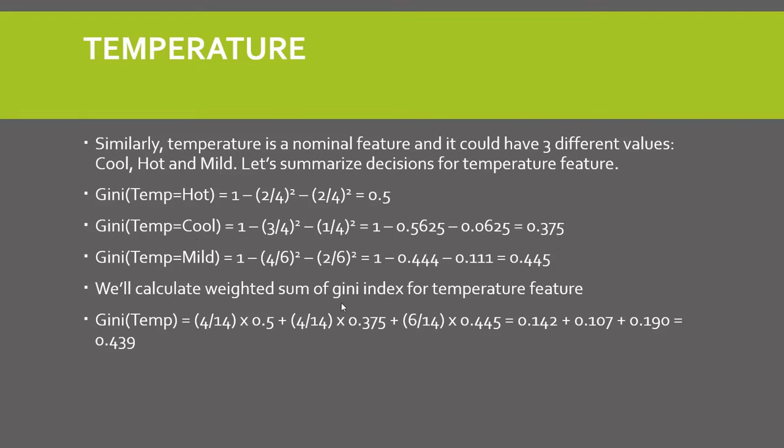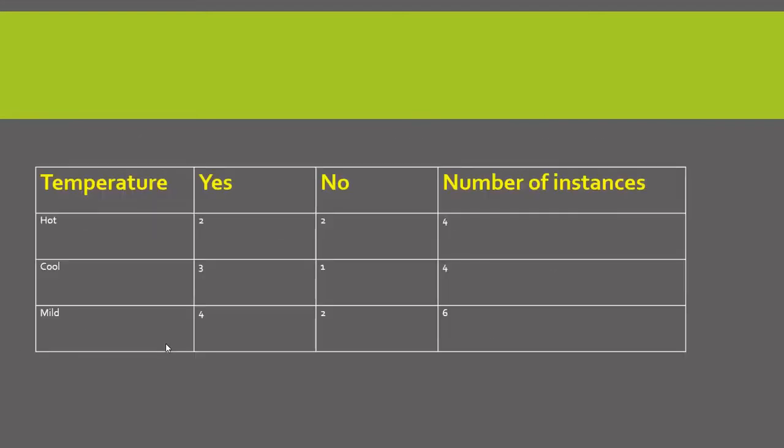We got the weighting factors. Now we'll multiply them. So this is 4 by 14 into 0.5, 4 by 14 into 0.375, and also 6 by 14 into 0.445. The total value is equal to 0.439.